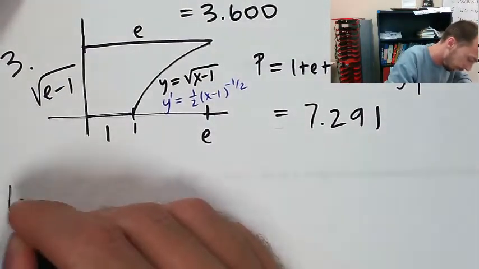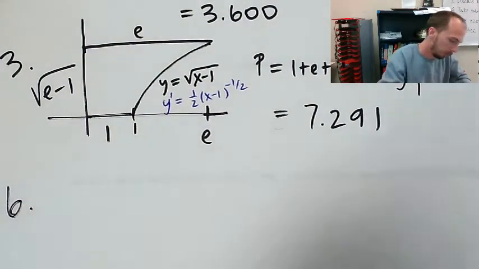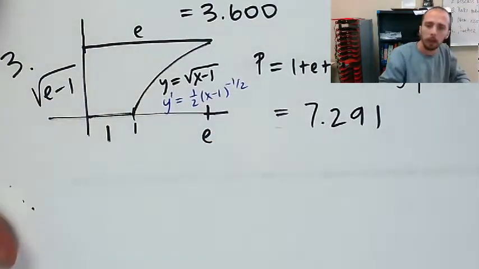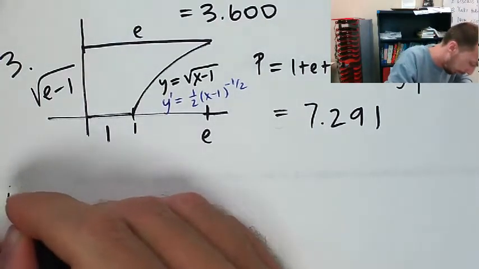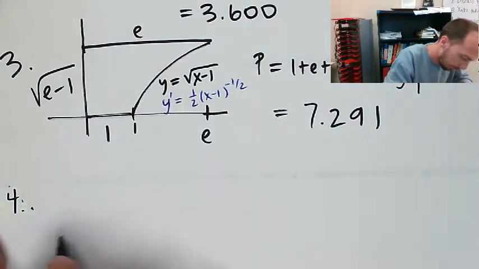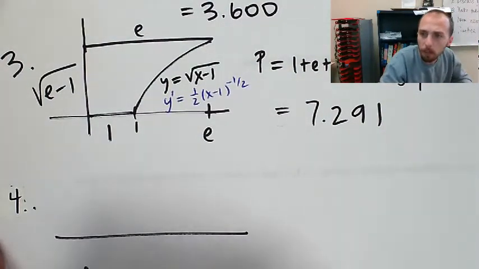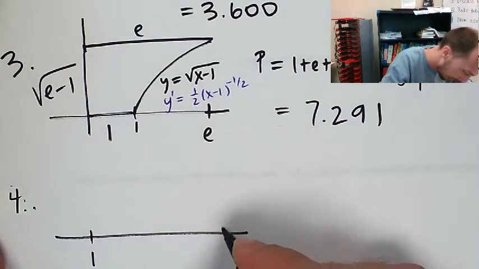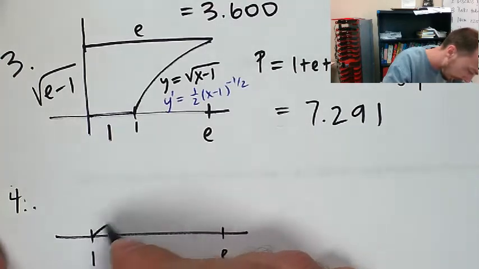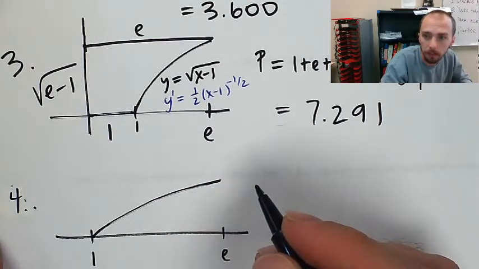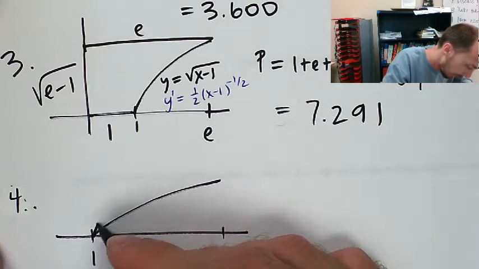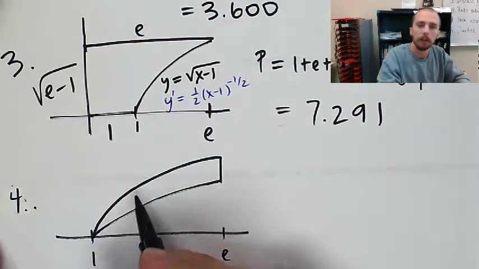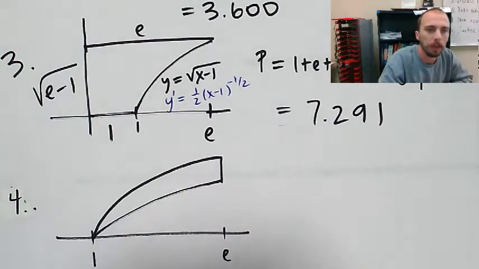I don't know why I would go straight from 3 to 6, but I'm going to take number 4 now. Perimeter of B. So B is the one that starts at 1 and goes all the way to e. And here we've got log of x, and there we've got square root of x minus 1.